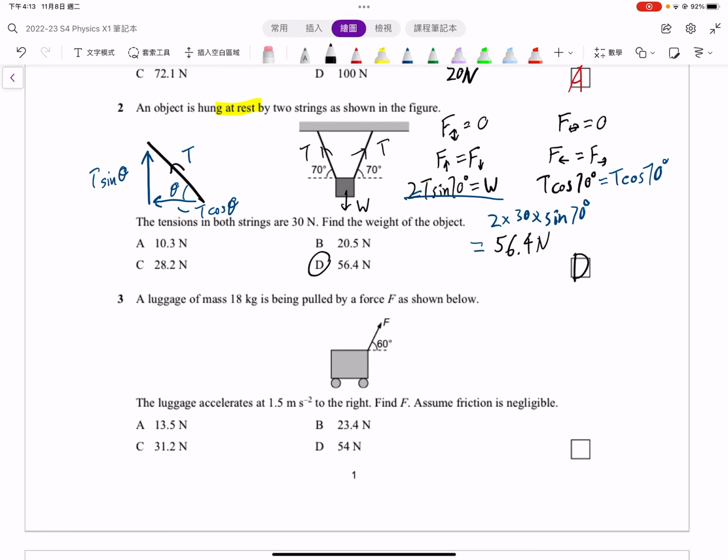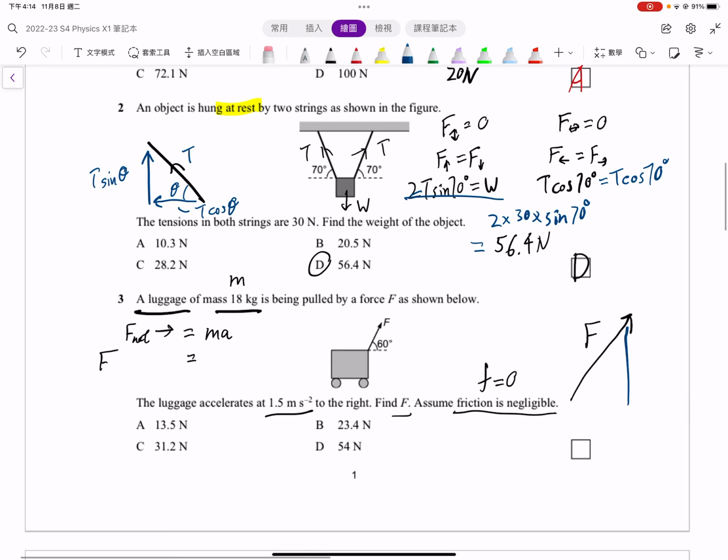And then for a luggage of mass 18 kg pulled by a force as shown below, if it is accelerating at 1.5 meter per second squared to the right, find the force, assuming the friction is negligible. So friction is equal to 0. Because it is accelerating to the right, the net force is in this direction, equal to ma. And this is provided by the force to the right, and you can see that the force is this one.